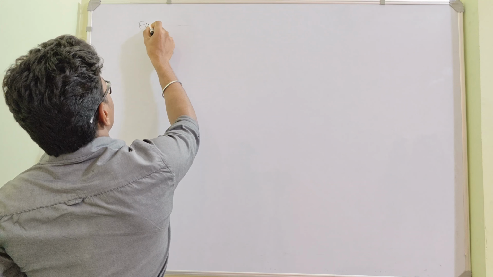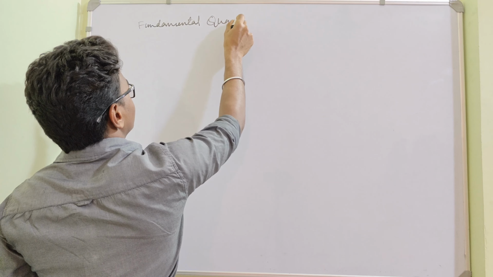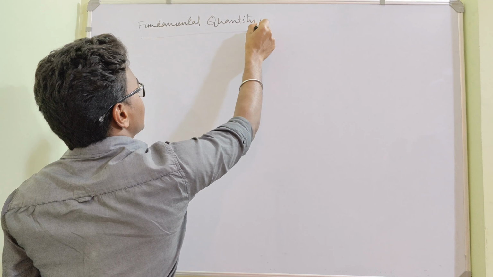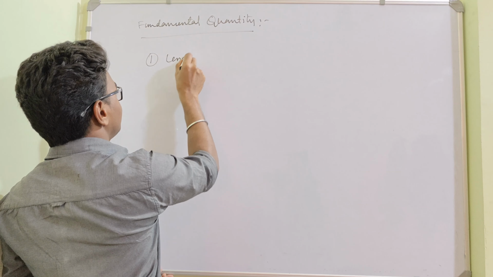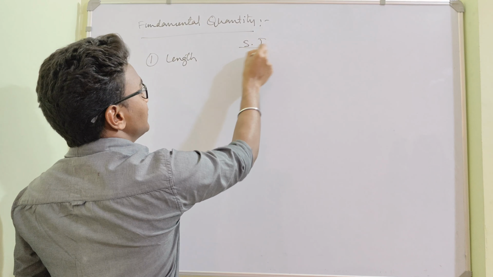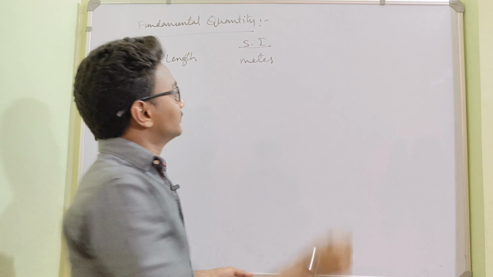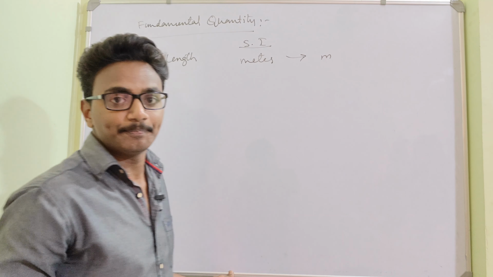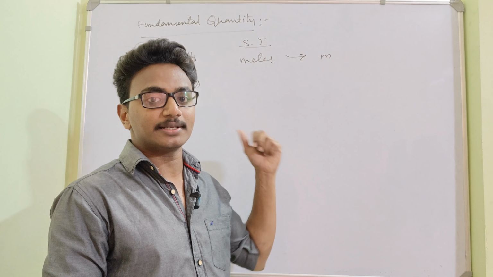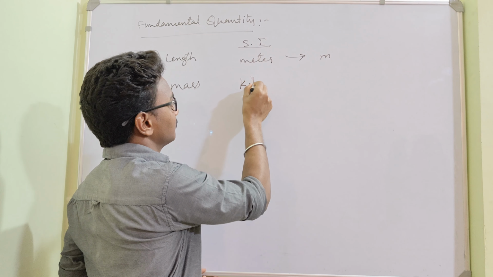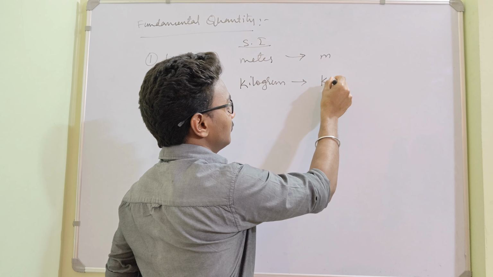Fundamental quantities. We already discussed that these are seven quantities. The first quantity is length. The SI unit of length is meter. You can express meter with the letter m. The second fundamental quantity is mass. The SI unit of mass is kilogram. Simply we can express it as kg, that we know.